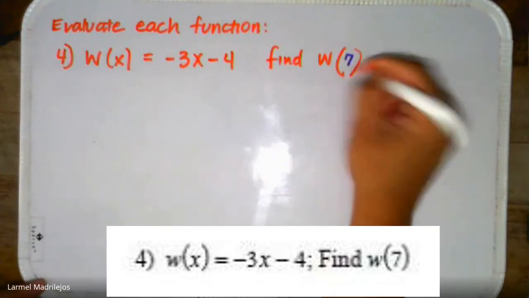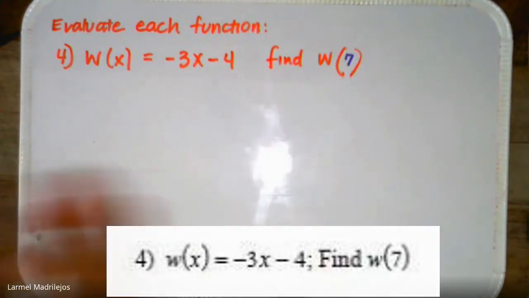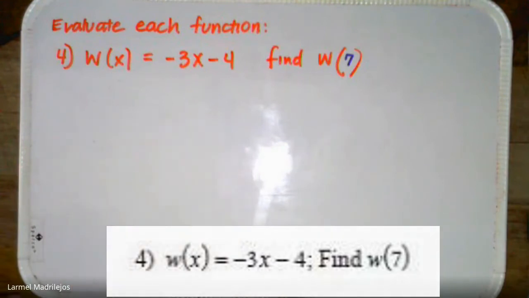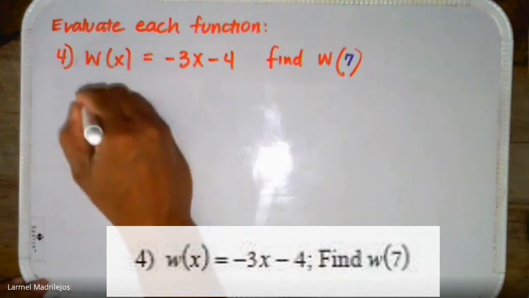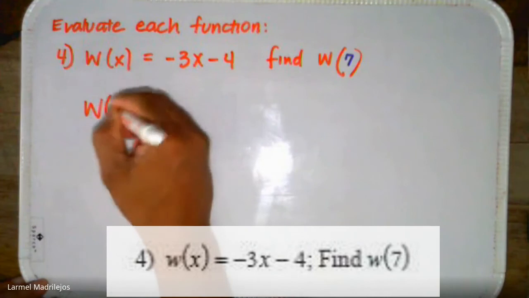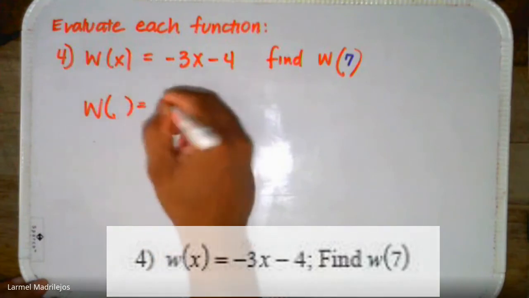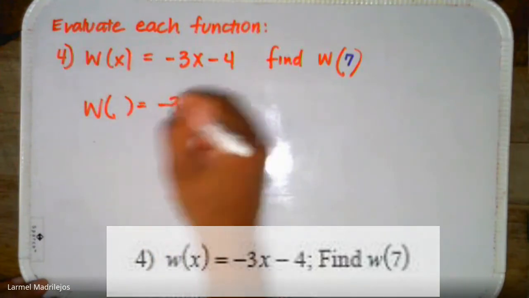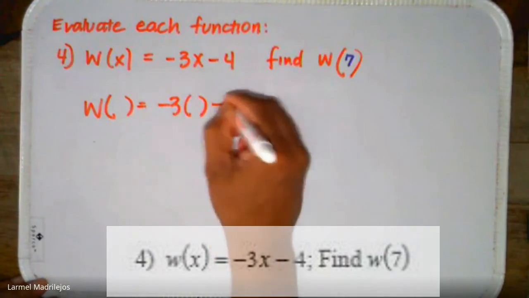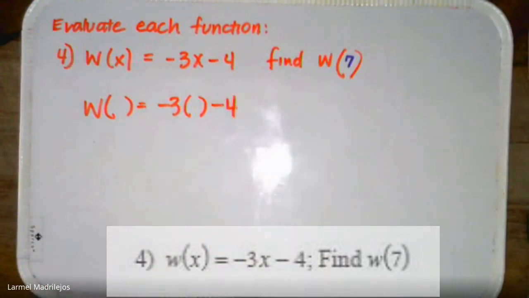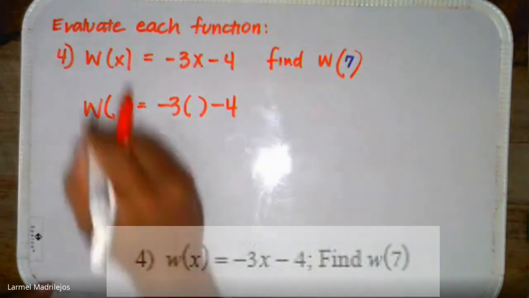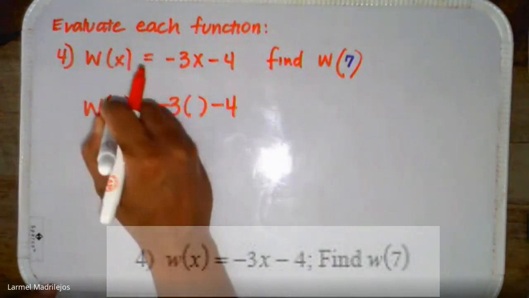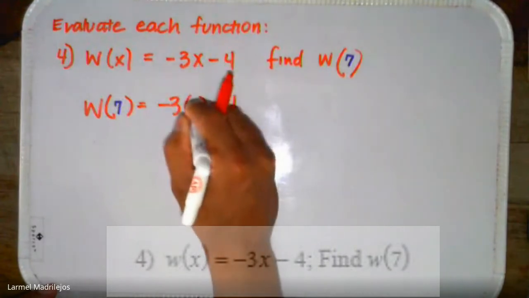It's the same thing we're going to do. We're going to set this up as an equation. I'm going to write that. Instead of writing x there, I'm going to leave that blank. Negative 3, parentheses, minus 4. So it says substitute 7 whenever you see x. You see x there, it's going to be 7. See x there, this is going to be 7.